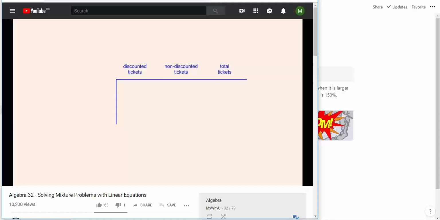In the first row of the table, we list the ticket prices for discounted and non-discounted tickets. In the second row, we list the number of discounted and non-discounted tickets which will be sold. If we let X represent the number of discounted tickets, then the number of non-discounted tickets will be 1,000 minus X, since the total number of tickets is 1,000.